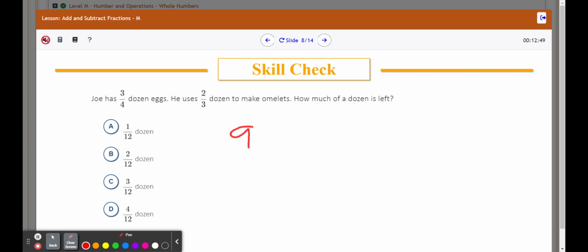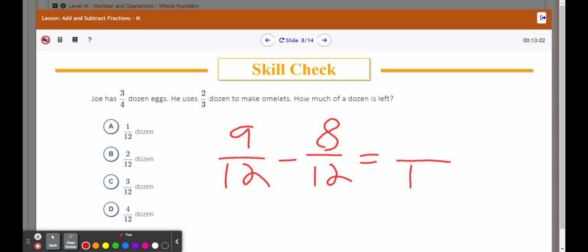So 3 over 4 equals 9 over 12 minus 2 over 3, or what we found was 8 out of 12. So again, when you are adding or subtracting like fractions, when the denominator is the same, you do nothing to it. You just slide it over. All you're focusing on is the top part. So now I got 9 minus 8 gives me 1. And the answer is, oh, what do you know? 1/12 dozen.